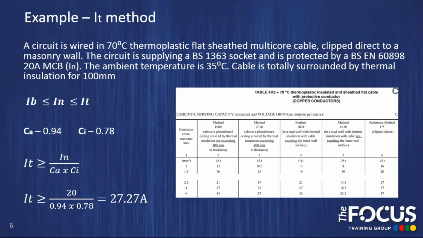If we put in our figures, we have 20 amps, which is the rating of our protective device, divided by 0.94 times 0.78. We can see this comes out at 27.27 amps. Therefore, we need to choose a conductor size from the relevant part of the table that will quite happily take 27.27 amps. If we again look in the final column, we can see that 27.27 amps would be just above what would be tolerable for a 2.5mm. Therefore, we will choose 4mm.